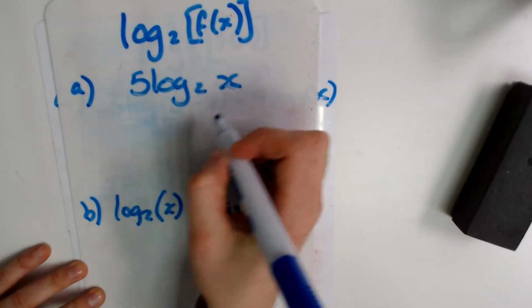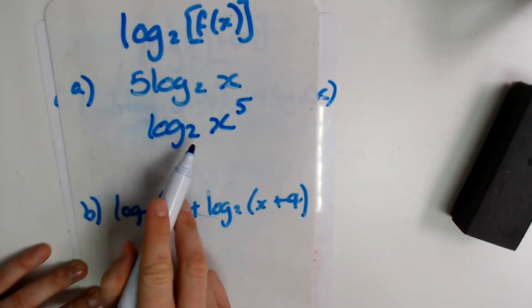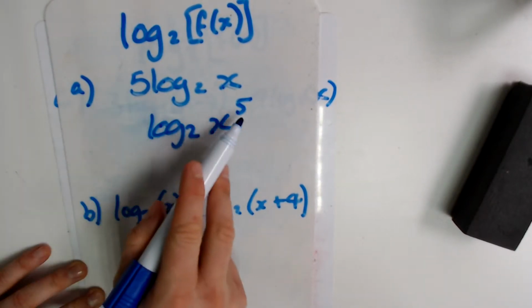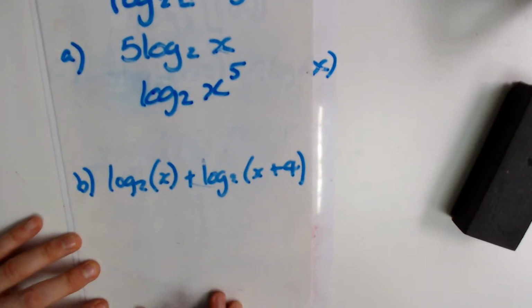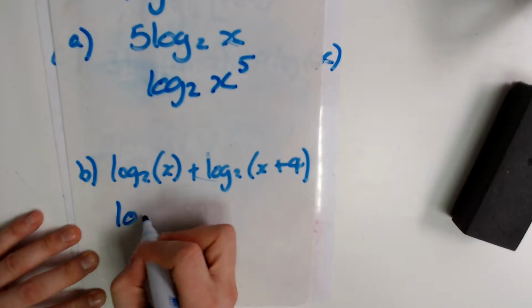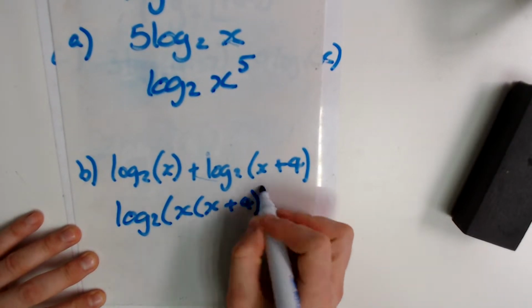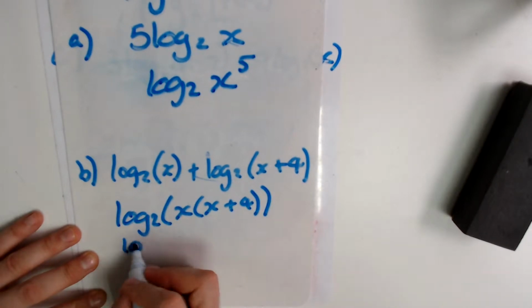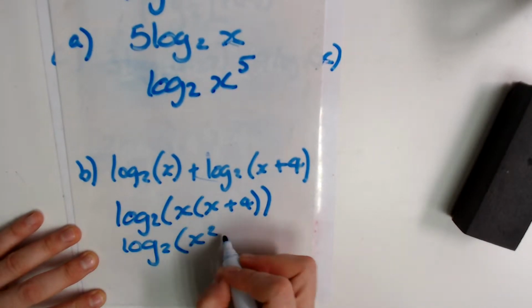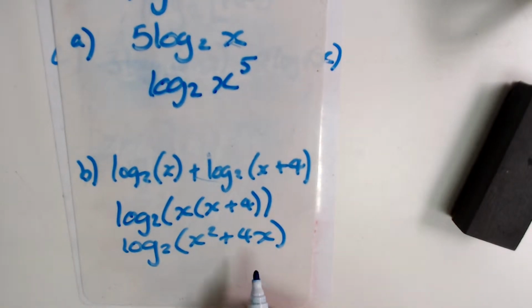So here I look at it and I say, well, that would be log base 2 x to the power of 5, because that works both ways. For this one, I can say, well, if I'm adding, that's the same as multiplying. So I've got log base 2 of x multiplied by x plus 4. And if I really wanted to show off, I could do that. Either answer would be perfect. Depending on the question, depends on how easy it would be, in what format you'd want to leave it.